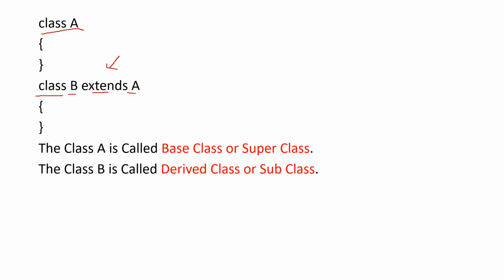The class A is called the base class or superclass. The class B is called the derived class or subclass. Normally in Java we call them superclass A and subclass B.